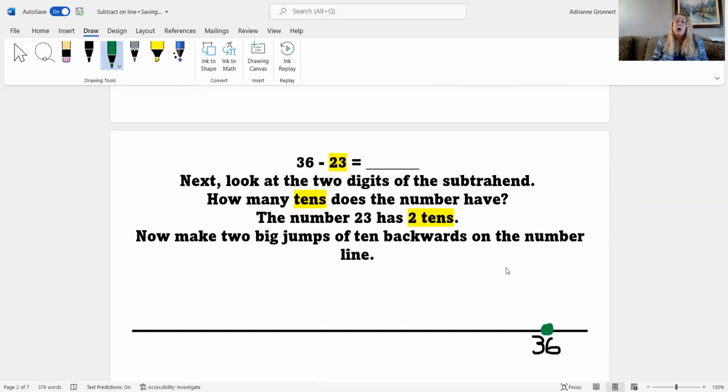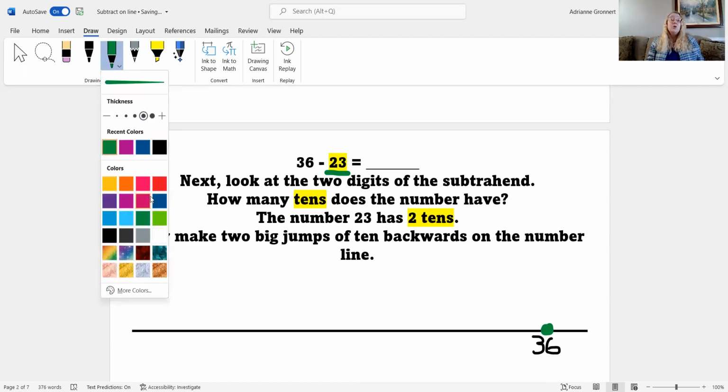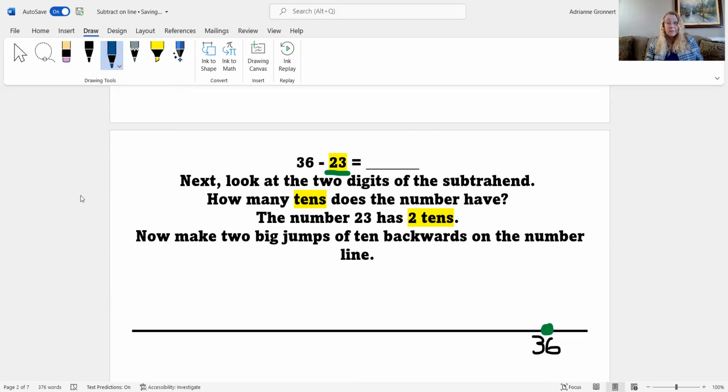Well, next we look at the two digits of the subtrahend. What's the subtrahend? Oh, these words are very strange, but the subtrahend is easy too. It's the number 23, or the second number in the subtraction equation. So we need to look at that number and we say, how many tens does that number have? Well, the number 23 has 2 tens. That's right. So we're going to make 2 jumps of 10 backwards on the number line to represent those tens.